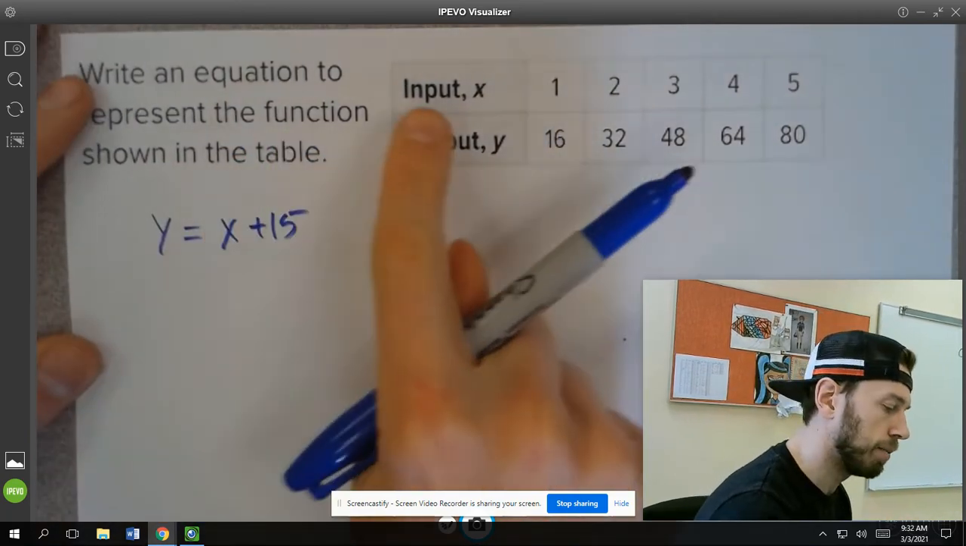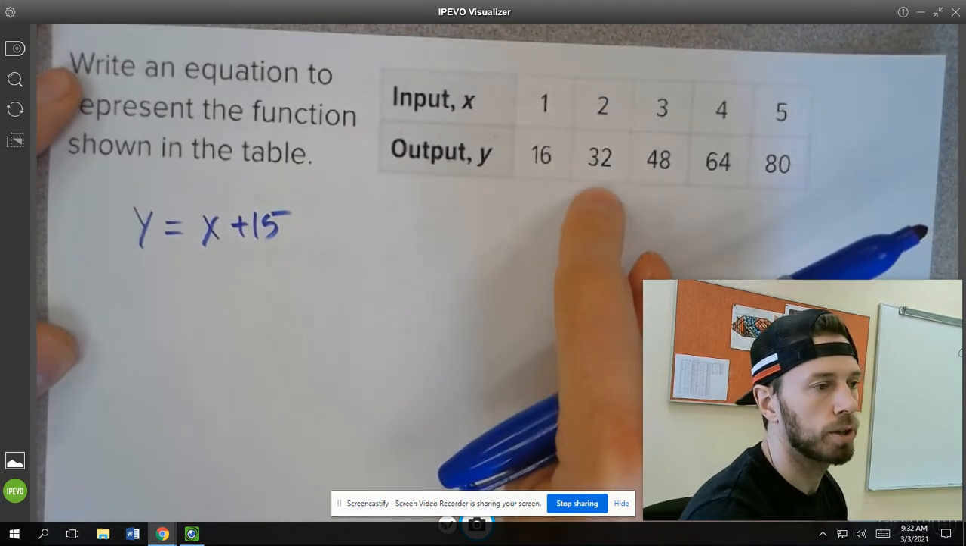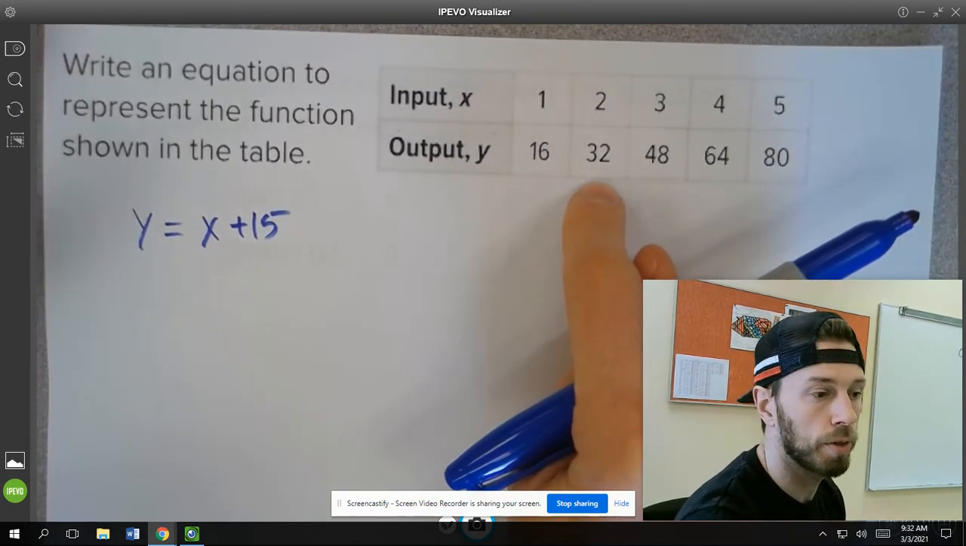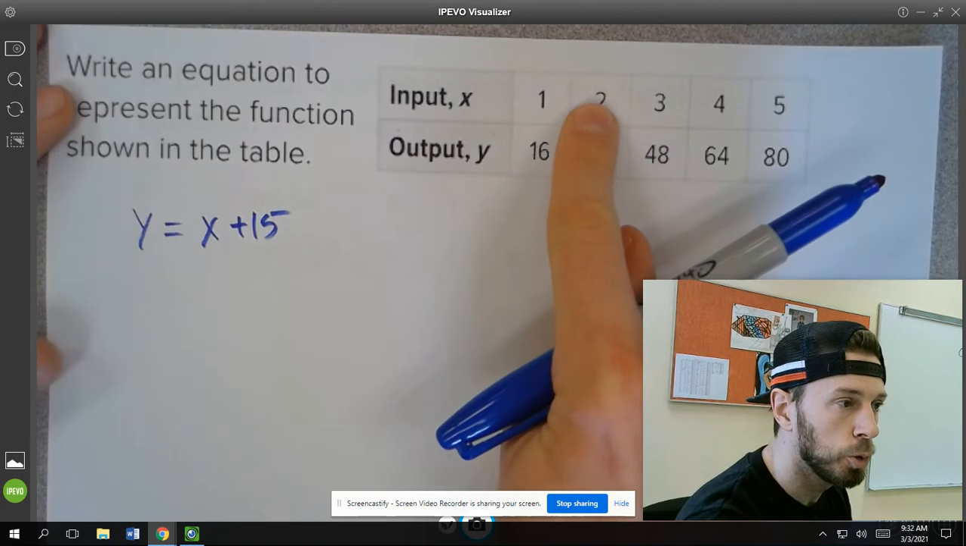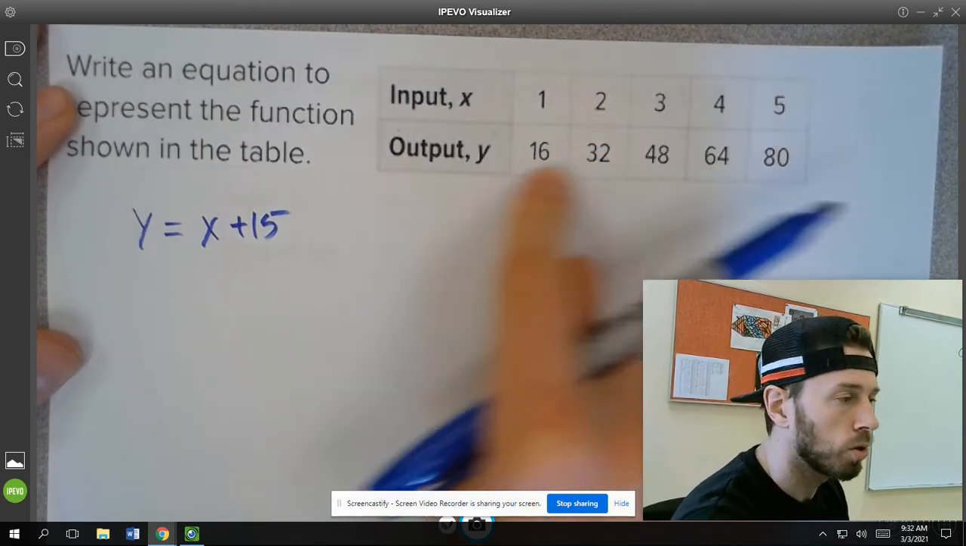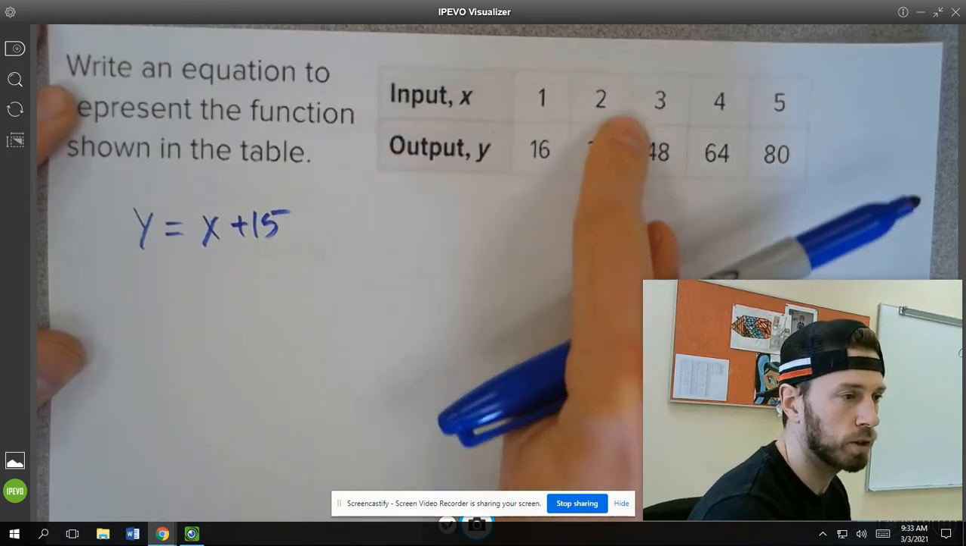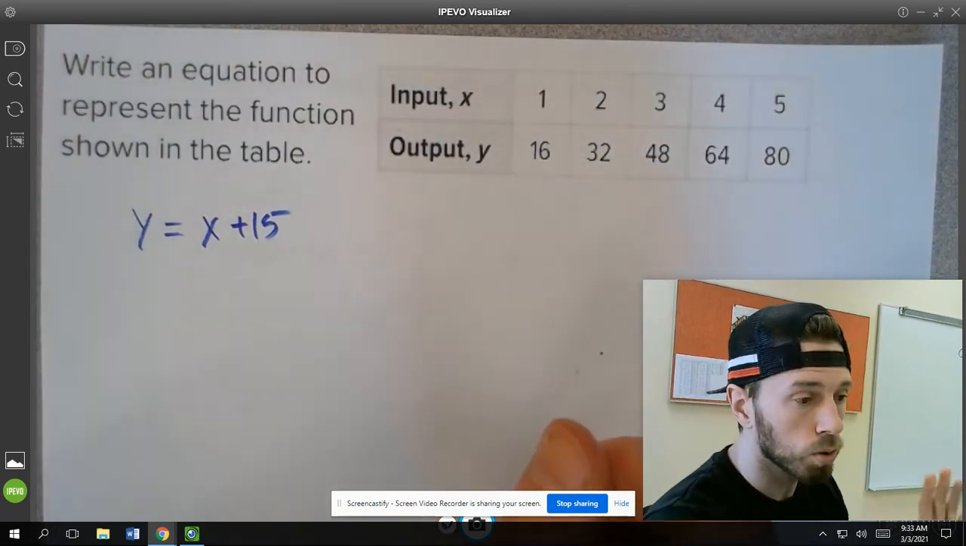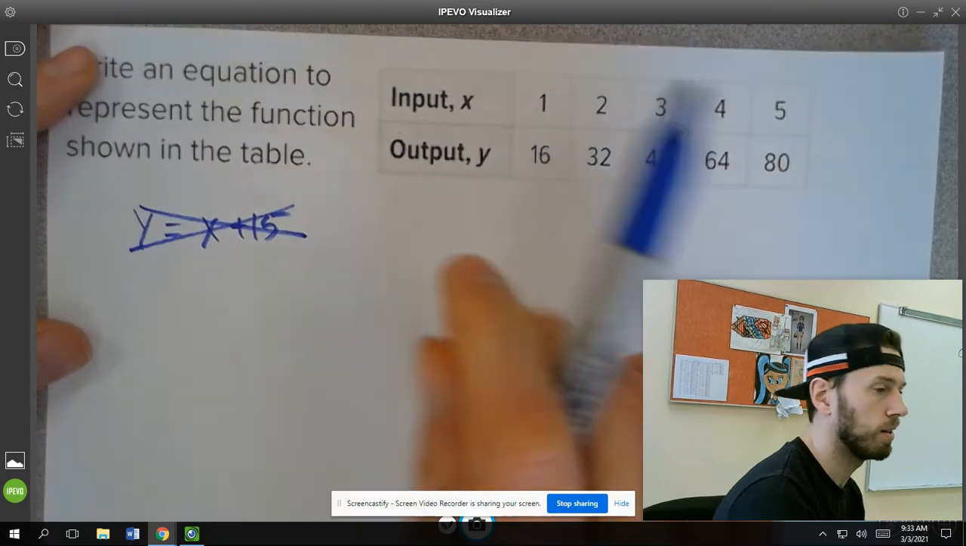But if we look on and we see the next one, 2 to 32, then we think to ourselves, okay, well then the rule must also apply there. 2 plus 15 doesn't give me 32. So although that was a good thought for the first one, it works for the first one, it doesn't work for all of them. So it's not a rule. That's not going to be it.